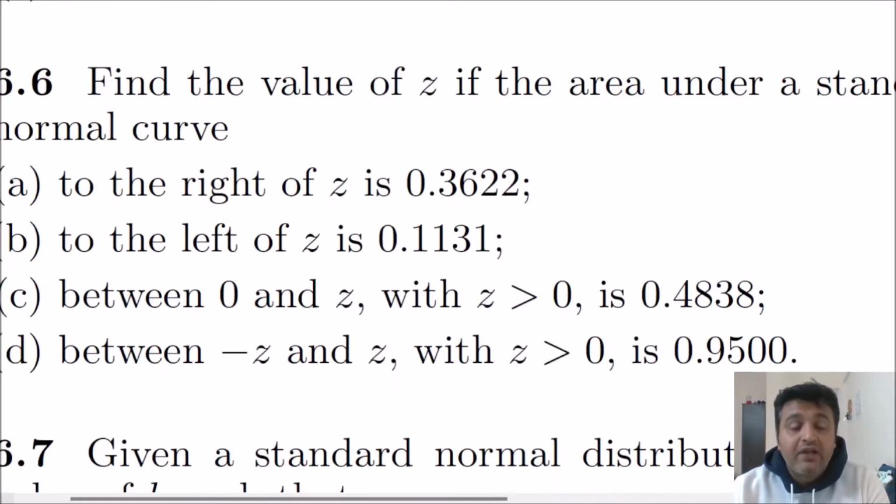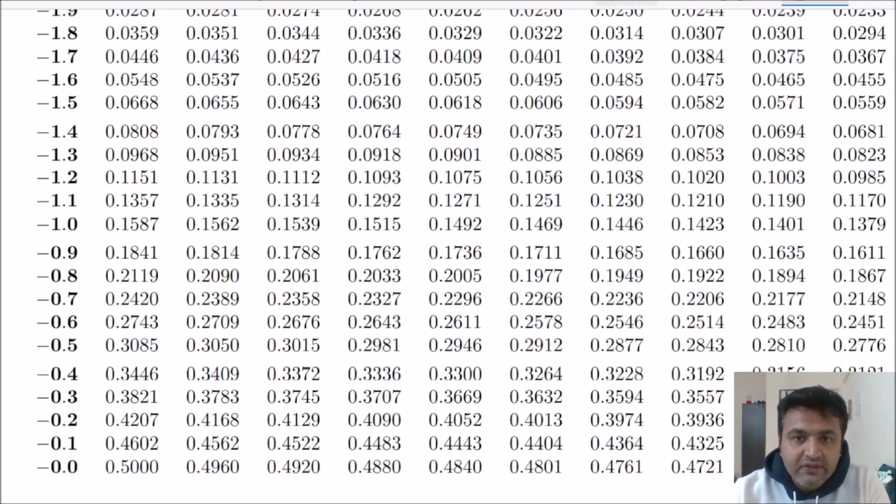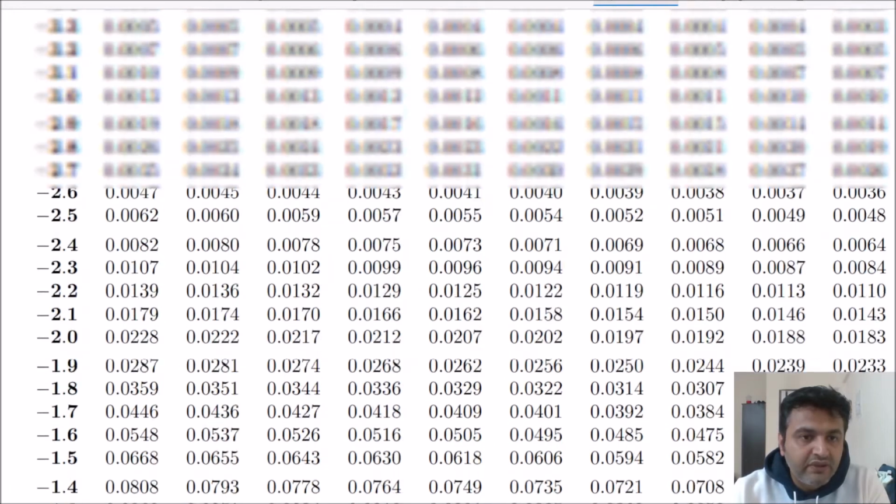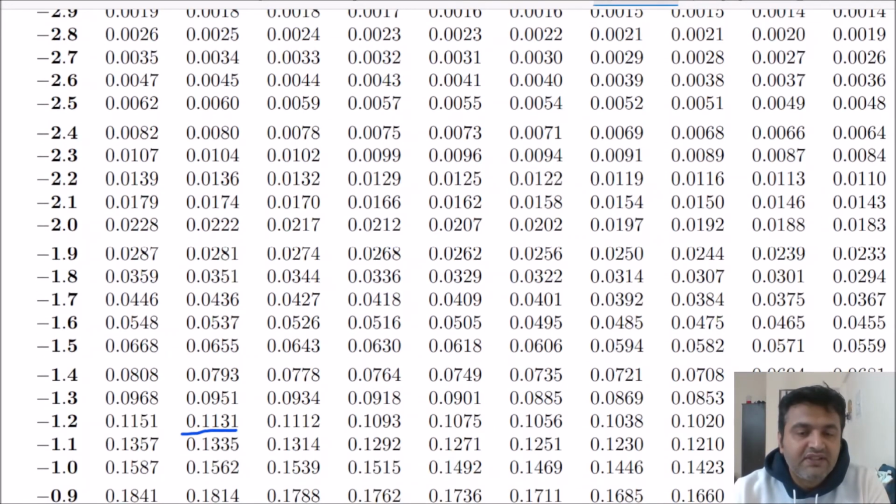Now, B part: you have to find the value of z such that the area under the standard normal curve to the left of z is 0.1131. Here there is no need to do the adjustment of 1 minus, because the area to the left is given. So you simply go to the table and look for 0.1131. You get 0.1131 here, which is z equal to minus 1.21. So the answer is z equal to minus 1.21.